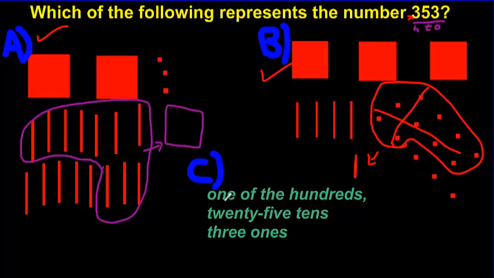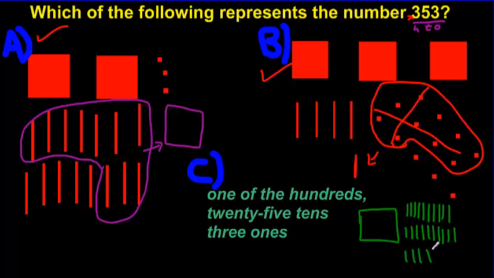How about C? One of the hundreds. So we need one of the hundreds. Let's draw that in. One of the hundreds. We need 25 10s. Oh, yeah. 25 10s. Let's see here. 1, 2, 3, 4, 5, 6, 7, 8, 9, 10. Stop. 1, 2, 3, 4, 5, 6, 7, 8, 9, 10. Stop. 1, 2, 3, 4, 5. That's 25 10s and 3 1s. 1, 2, 3. What number is that spell?